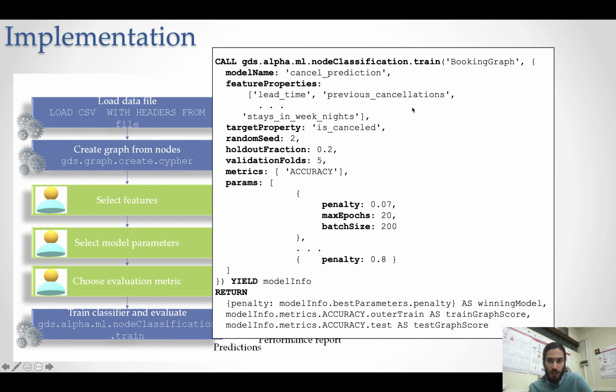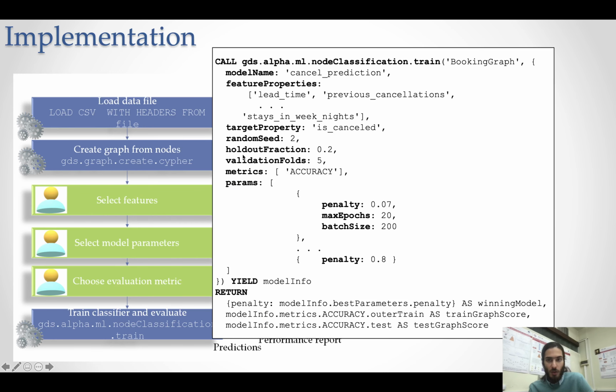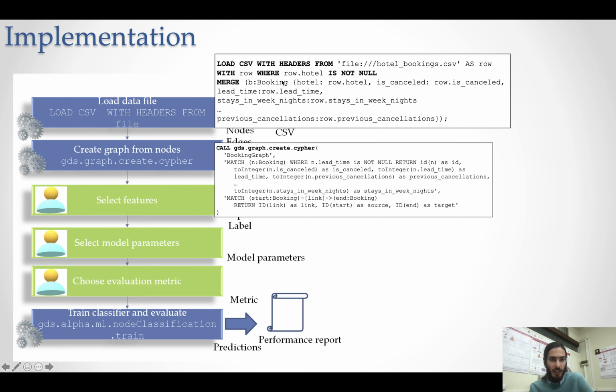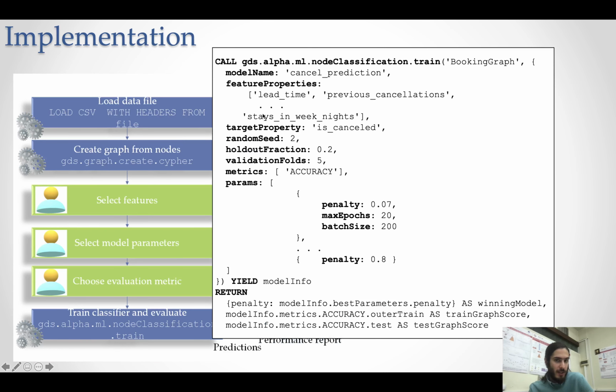So the first parameter is the name of the previously created graph, and I called it booking graph, so it would be the first parameter here. After that, I have to specify all these parameters. Feature properties, as I already said, are the independent variables. So here I extracted from dataset useful data like lead time, number of previous cancellations by the user, stays in nights, and so on. On the other side, I have to specify the desired target property, what is actually the class label. It is a binary variable, is cancelled.